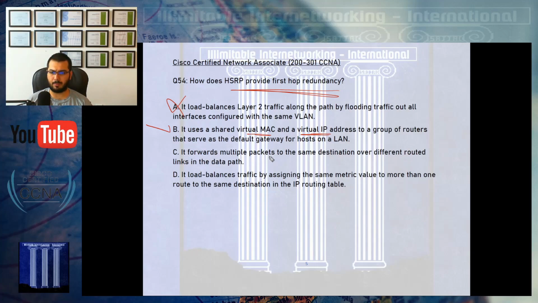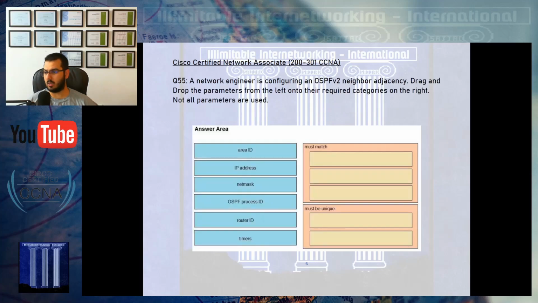It forwards multiple packets to the same destination over different routed links on the data path. No, it does not do that. Definitely, there is no load balance. Whenever you see load balance, just delete it, unless you use a different scenario that's called multiple groups of standby groups, and I might do that in the Mega Lab series, or might not, because this is a CCNP topic right now.